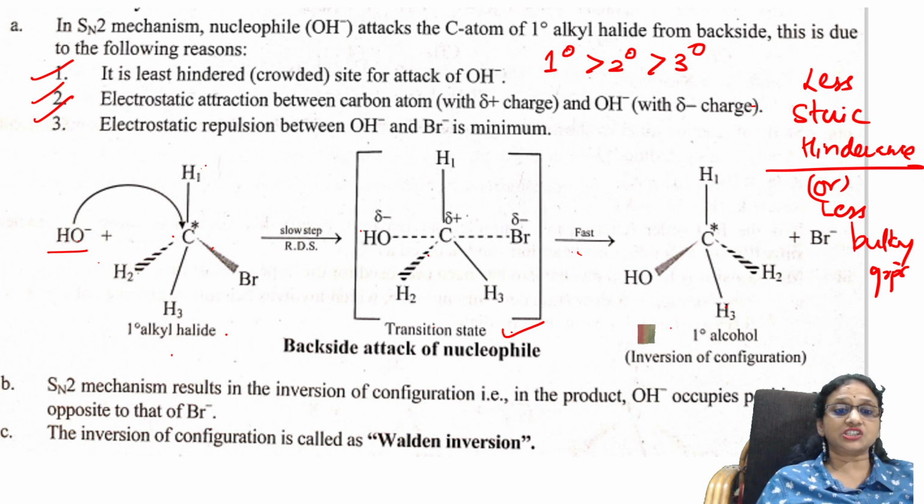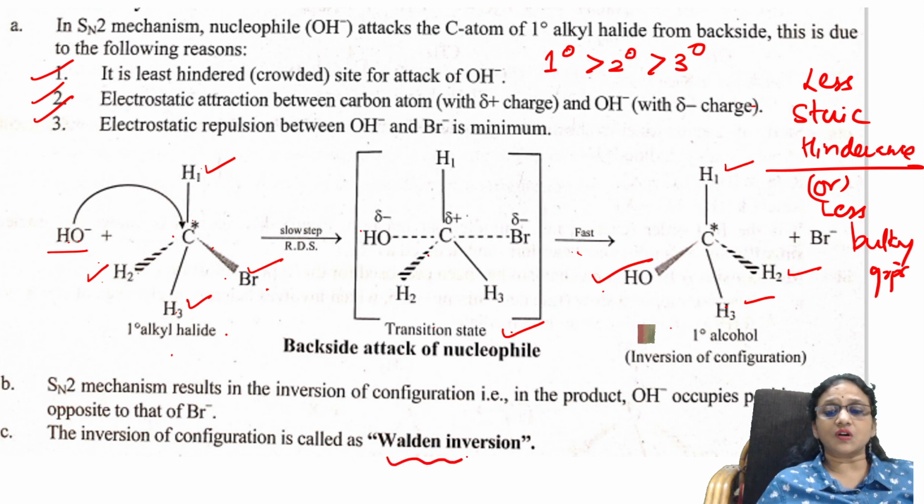Here check, H1 is here, H2 is here in inverted configuration, H3 is here. Br is here now. What happened? Br has gone out and the nucleophile which has attacked from this side has inverted the configuration. So in SN2 mechanism, there is an inversion called Walden inversion. This is the whole summary of SN2.